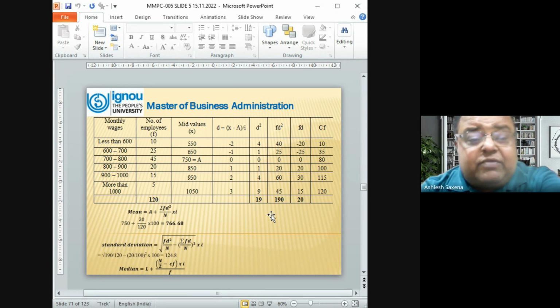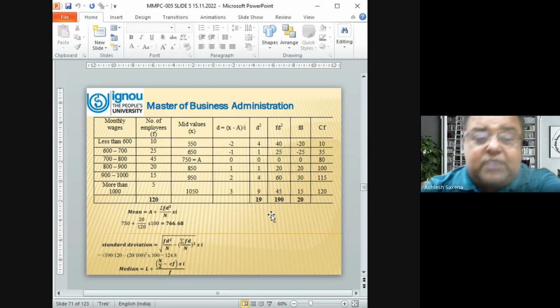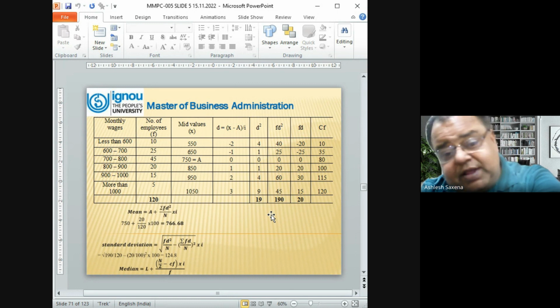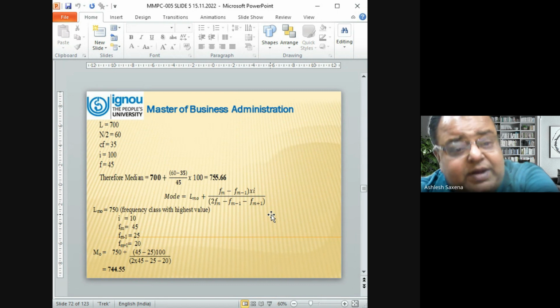Because for mean, I have to apply the formula: mean is equal to A plus summation FD upon N into I. For standard deviation, I have to apply under root of summation FD square by N minus summation FD by N whole square into I. And for median, I have to calculate L plus N by 2 minus CF upon F into I. After placing the values, for the mode, I do have the values that I've calculated for mean and median. I can calculate mode from it, but to make it an exercise, I've used the formula.